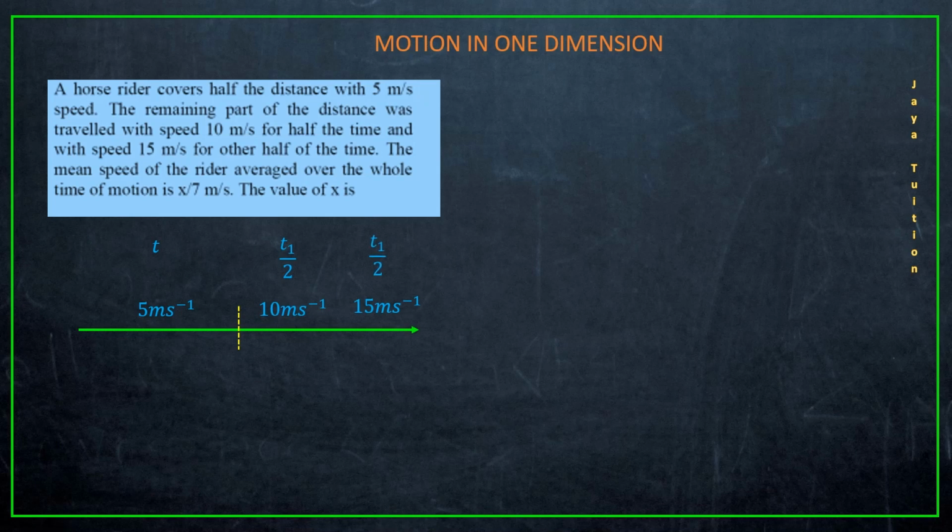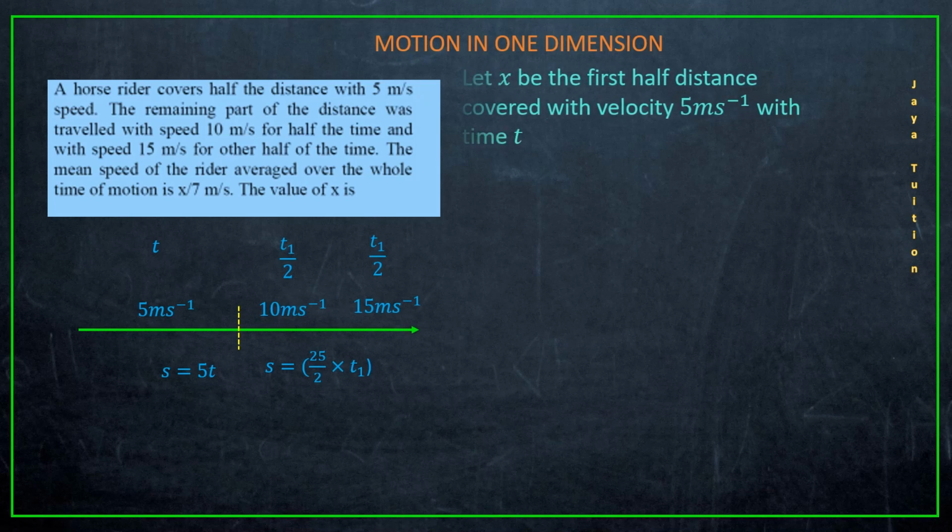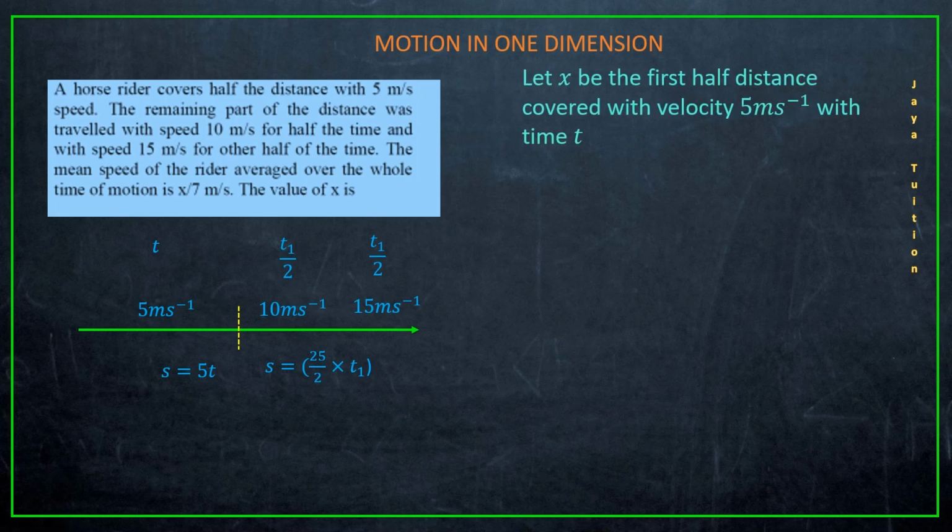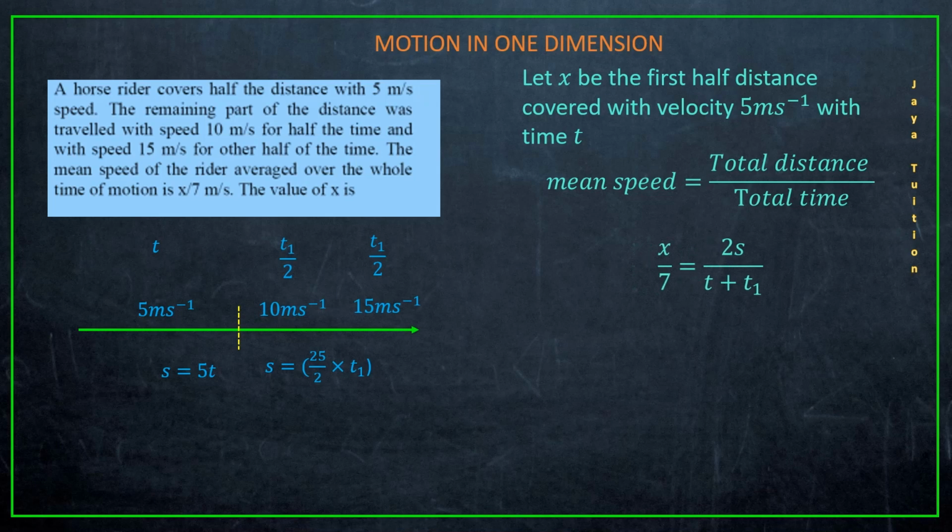First and foremost, the distance covered in the first half, S, is given as velocity times time. So S is equal to 5t. Since the time intervals are equal in the second half, the average velocity comes out to be equal to (10 plus 15) divided by 2, which is equal to 25 divided by 2. Hence, the second half distance S will be equal to 25 divided by 2 times t1.